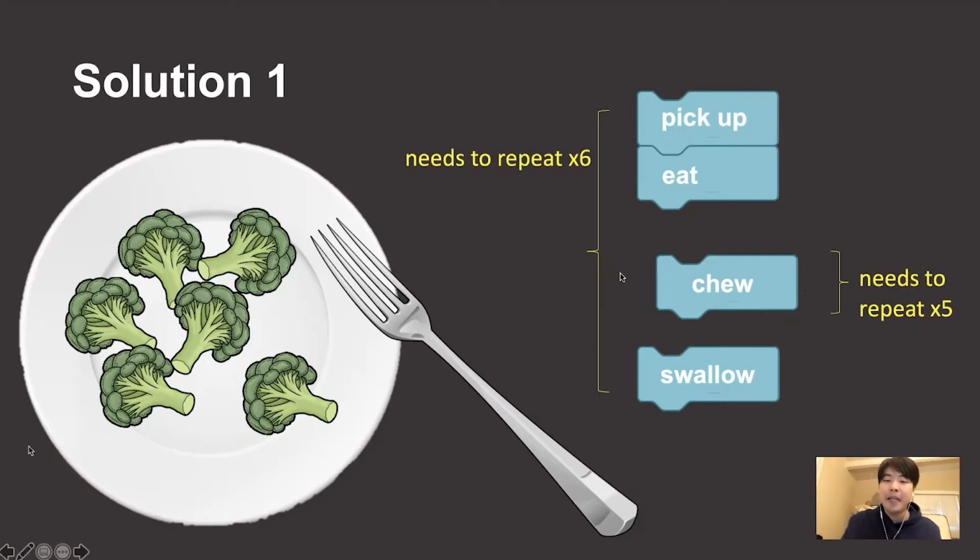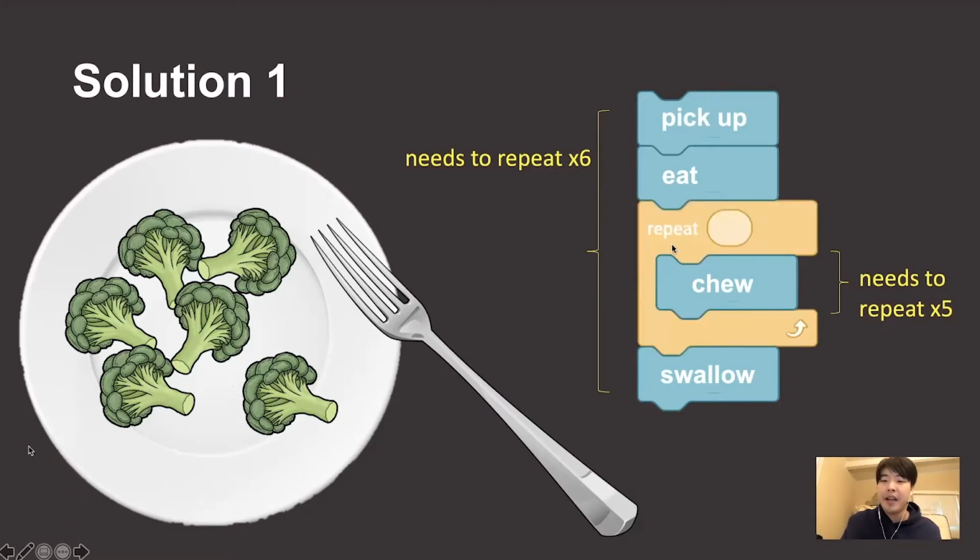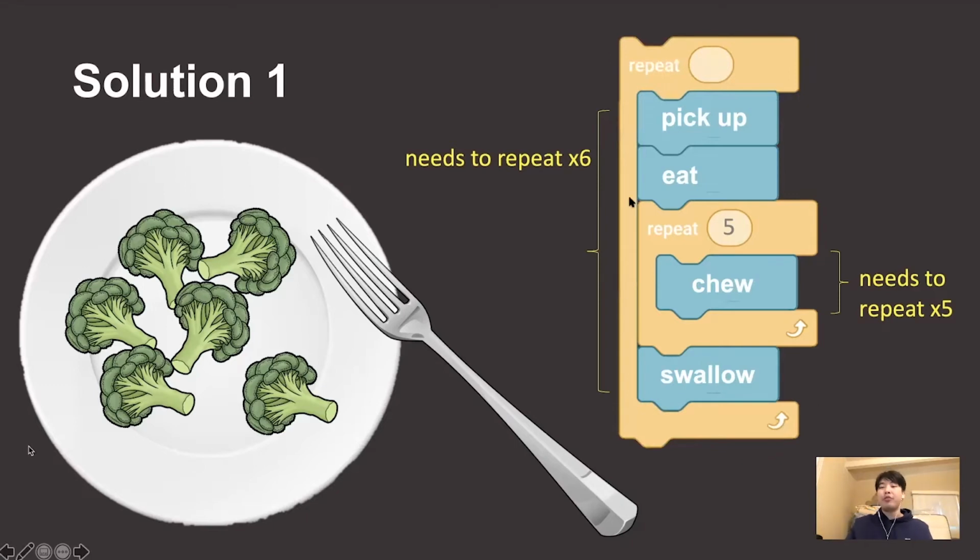And then we need to repeat this whole process. How many times? 6 times, because there are 6 broccolis, right? So in this case, we say repeat this chewing process 5 times, right? After 5 times is gone, you swallow, right? And after swallowing, you have to pick up another broccoli and you repeat this how many times? 6 times. Now, is this the best way to describe this?